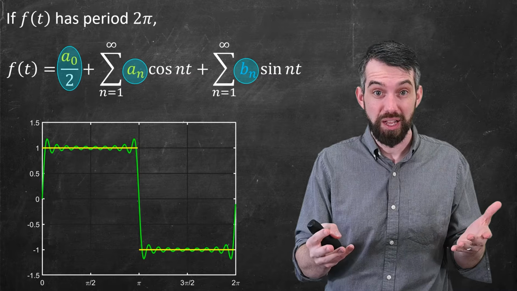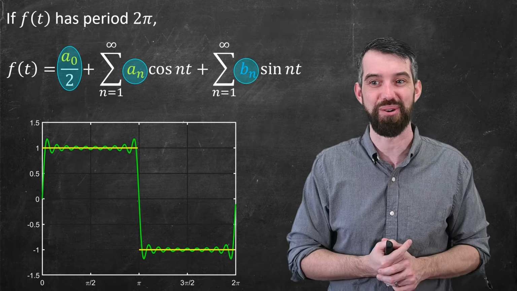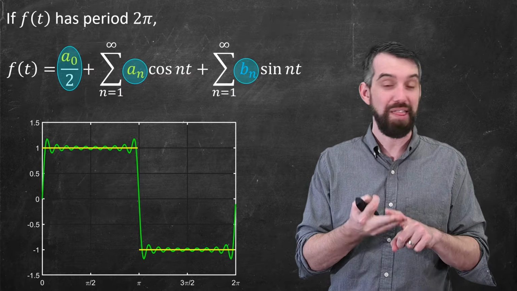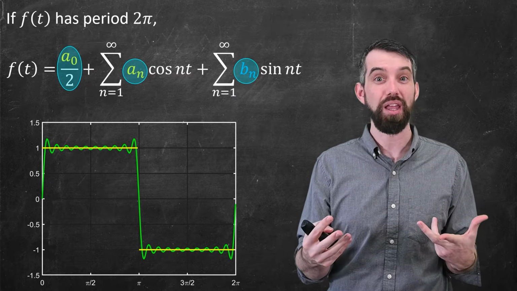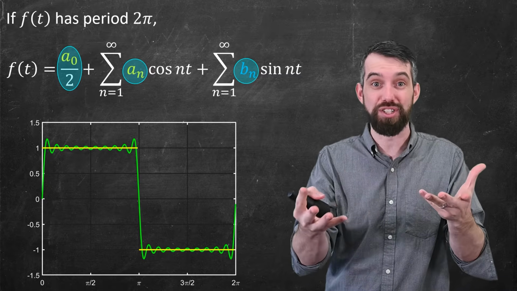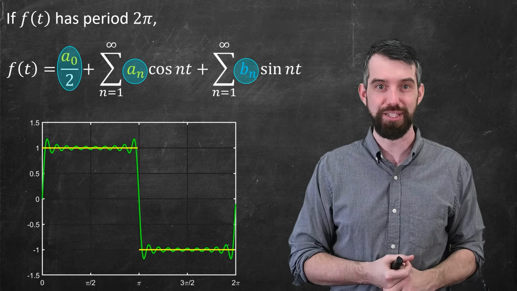Now, in this video, I want to answer a couple important questions. The first of them is, how do I compute what the coefficients in this Fourier series are? How do I figure out what the a0, the an, and the bn are? And secondly, when does a Fourier series actually converge and become a good approximation? We're going to talk about both of those issues in this video.